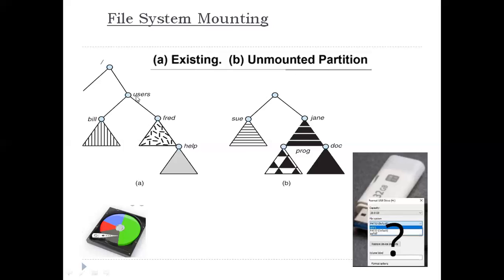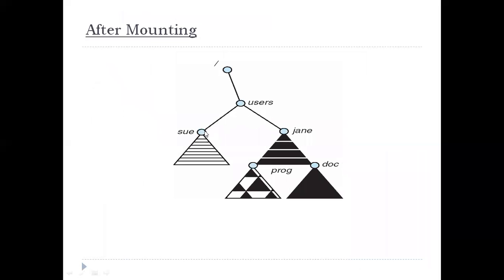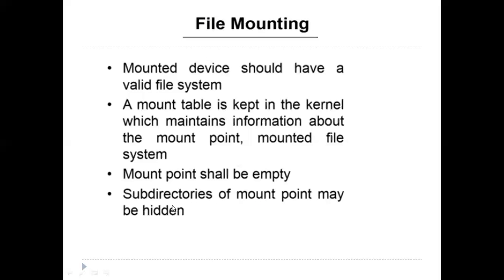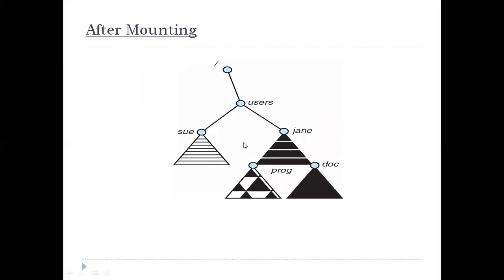Under user, you would have this structure. Under user, you have Sue, Jane, Prog, and Doc. But in the background, this structure could be hidden. That's why it's saying subdirectories of the mount point may be hidden. So that is about the mount point.